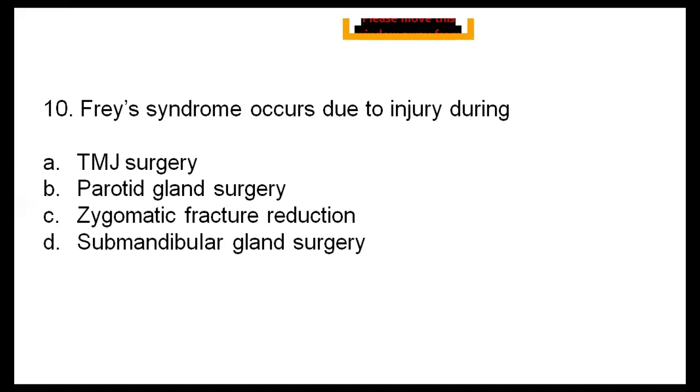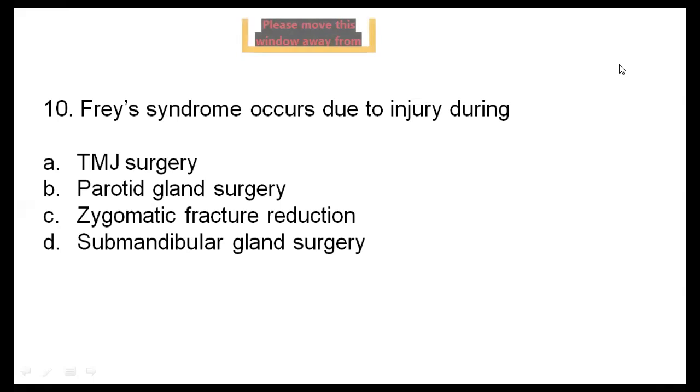Frey syndrome occurs due to injury during which procedure? Very quick on this. Yes, good. Correct. So all of you have said B, that is the correct answer. And that is due to trauma to the auriculotemporal nerve.